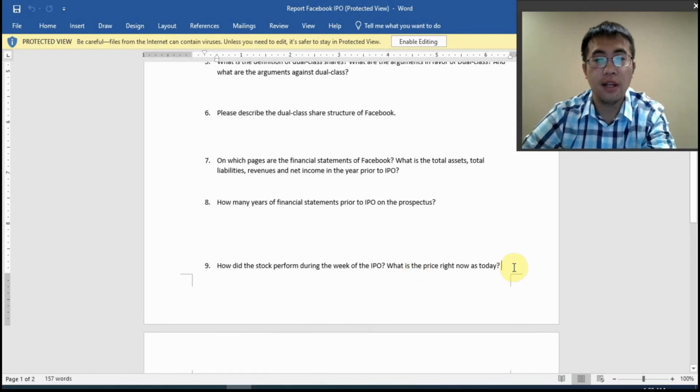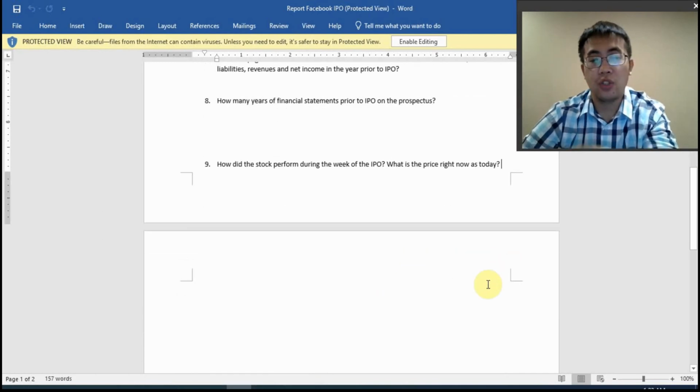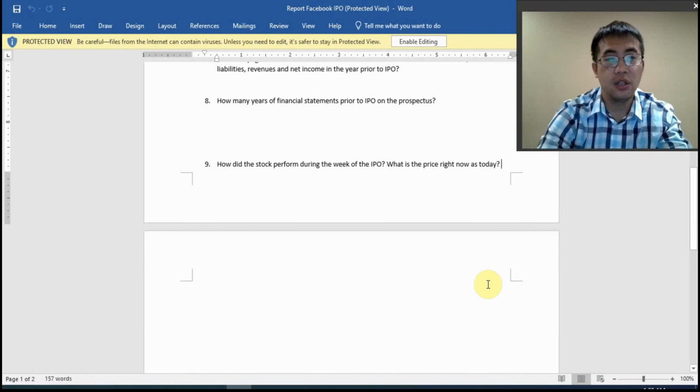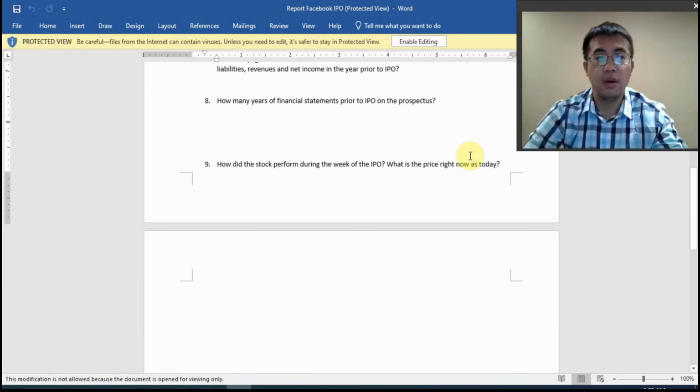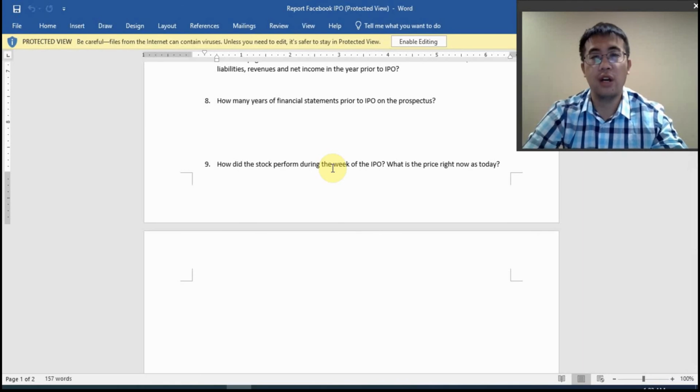All right, so you need to do some research. For example, in the last question, you probably need to check Yahoo Finance to get the stock price. The offering price of Facebook at the IPO was $38. Right now, it is much over $100.